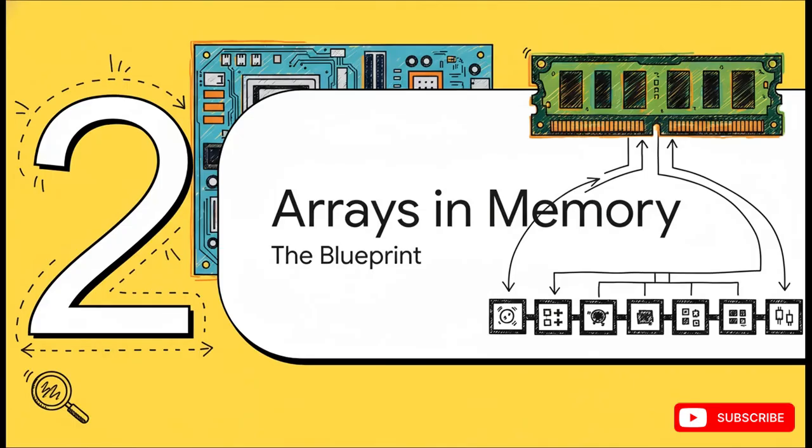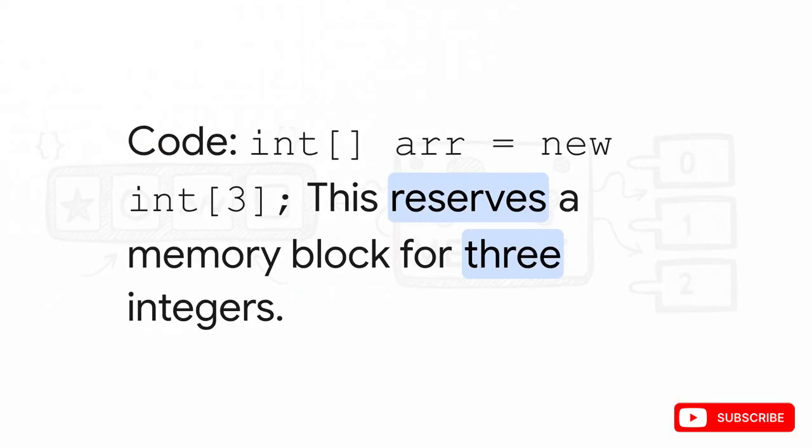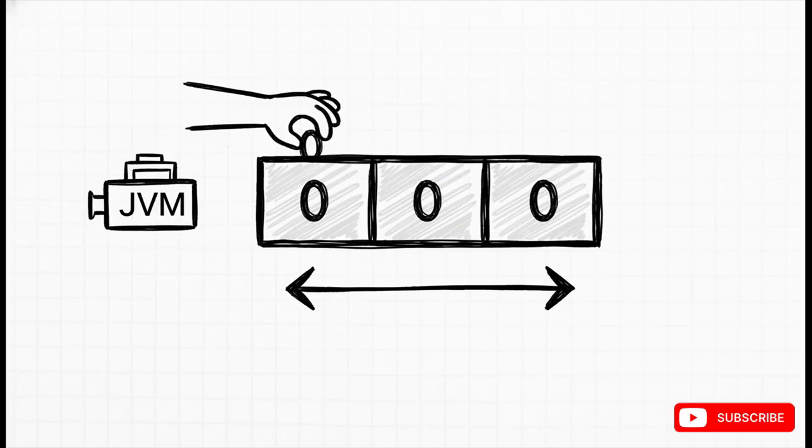All right, now for the fun part. Let's pop the hood. To really get arrays, you have to be able to picture how they actually exist inside your computer's memory. This is the blueprint. So, when you write a simple line of code like this one, you're not just declaring a variable. You are giving the Java virtual machine a very specific command. You're telling it, hey, go find me an empty, unbroken piece of memory that's big enough for 3 integers and reserve it for me. And this is what it does.